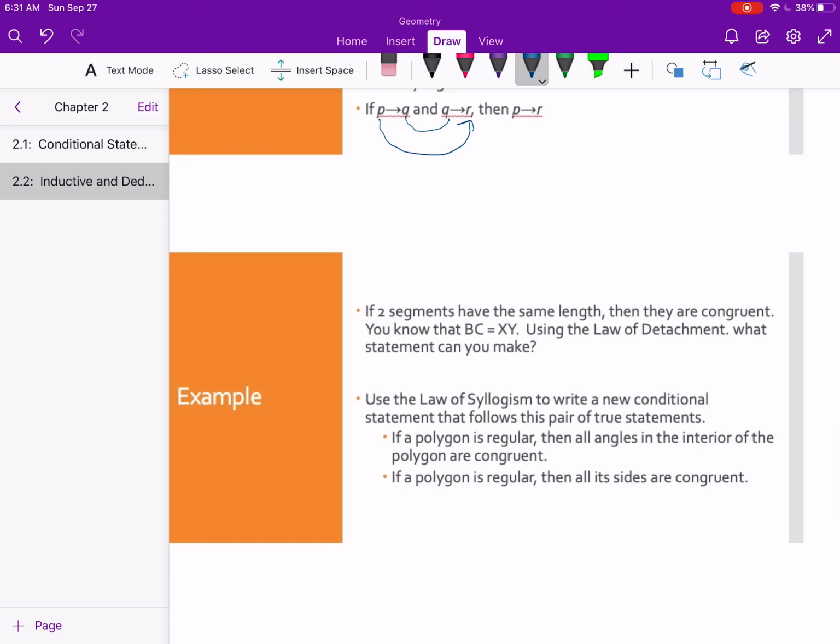So if two segments have the same length, then they are congruent. Okay, that's a true if-then statement. You know that BC equals XY. Using the law of detachment, what statement can you make? Well, we know that these two segments are equal, meaning they have the same length. So using the law of detachment, looking over here, our conclusion is then they are congruent. So we can say that BC is congruent to XY.